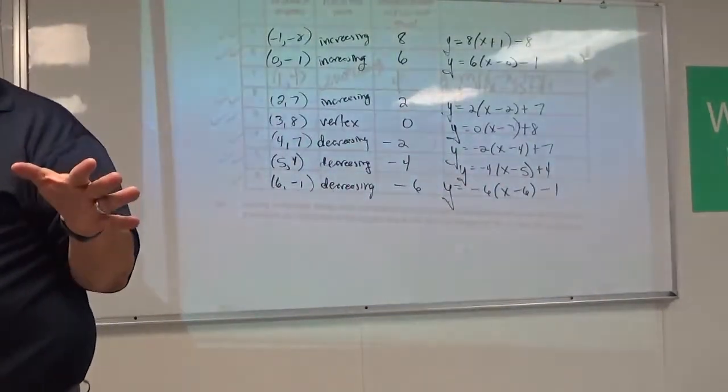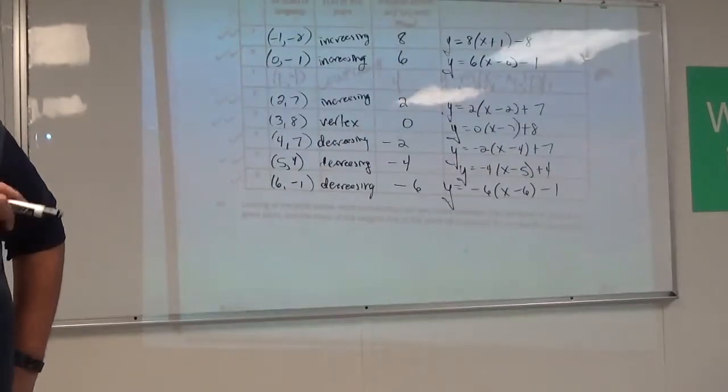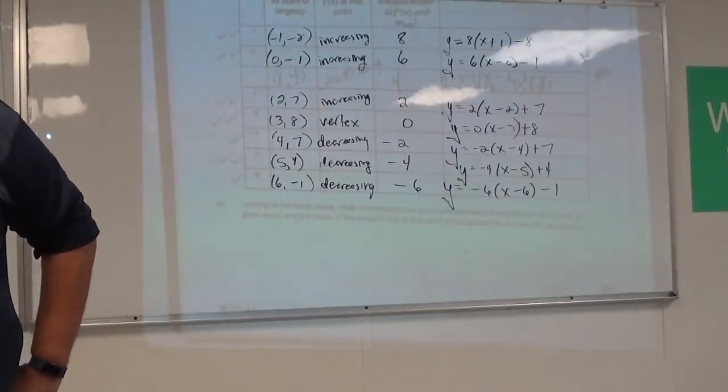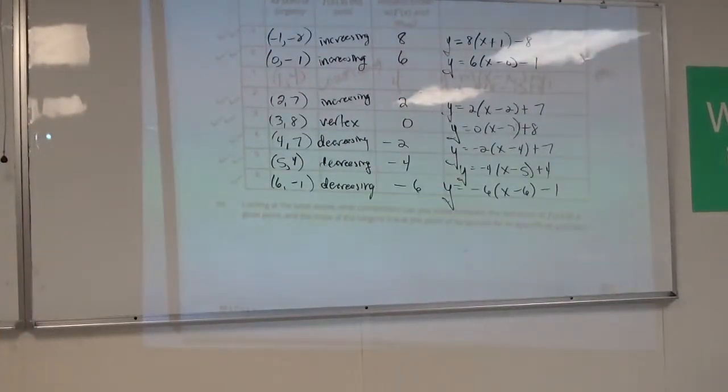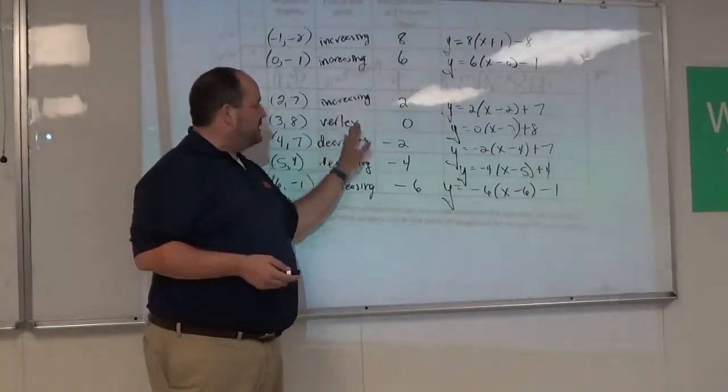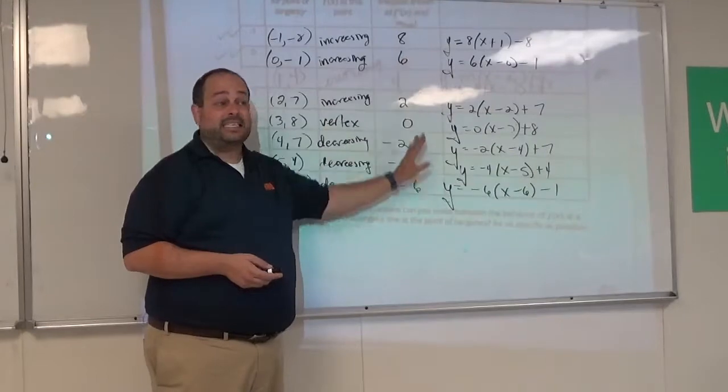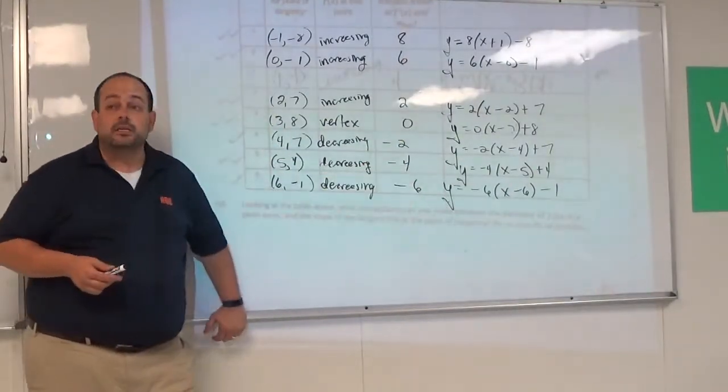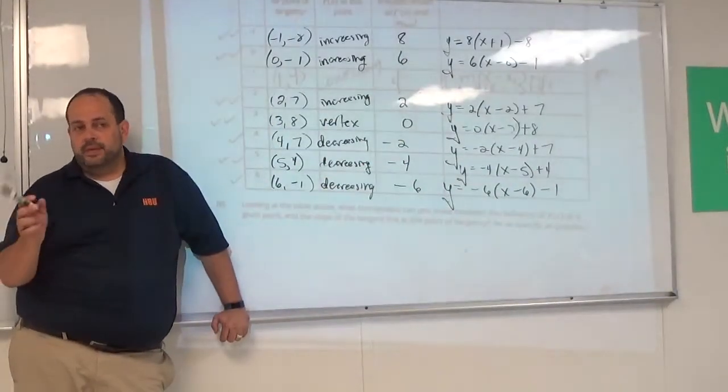I'll take anything from anybody. Anything else that we're noticing? There's more. I won't tell you the more. I'm not a giver that way. I've heard that the slopes are decreasing by 2. There seems to be a connection between this increasing, decreasing behavior and the sign of the tangent line, the sign of the slope. Anything else?